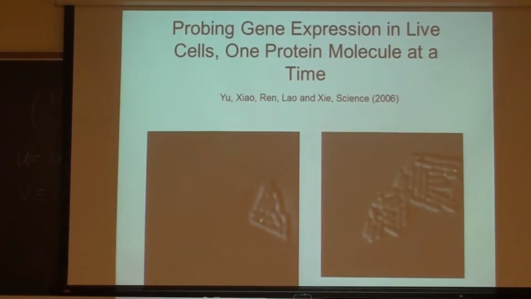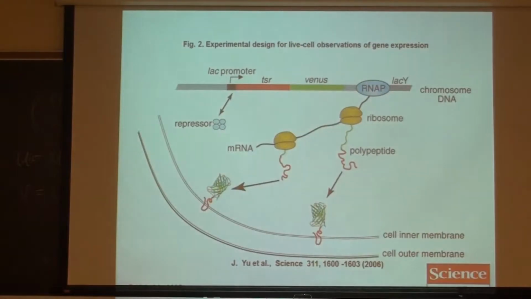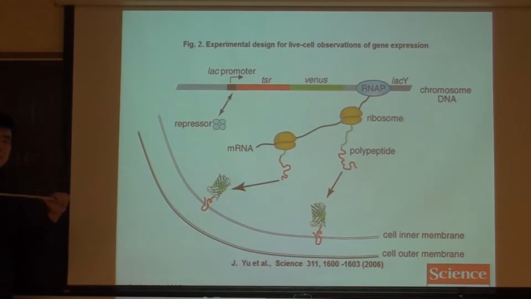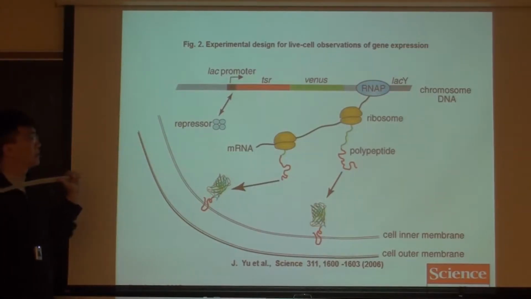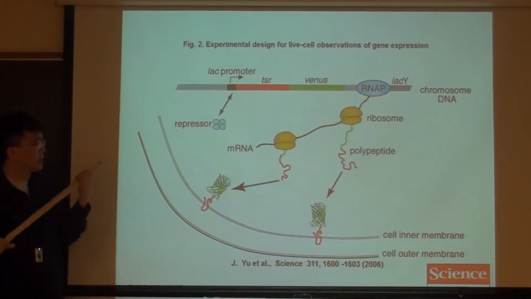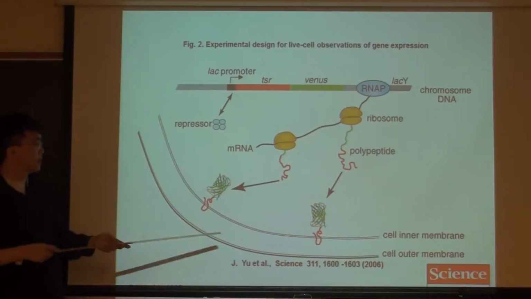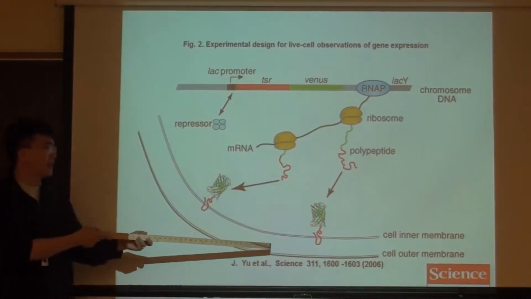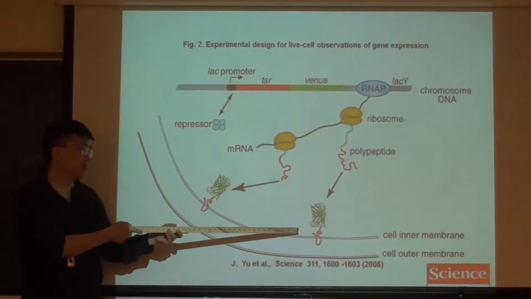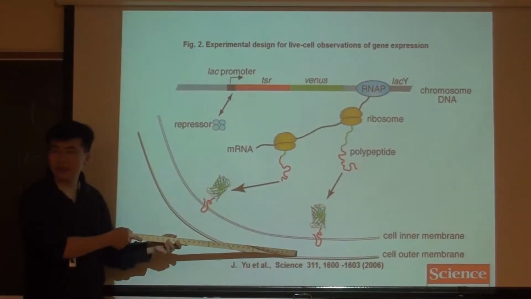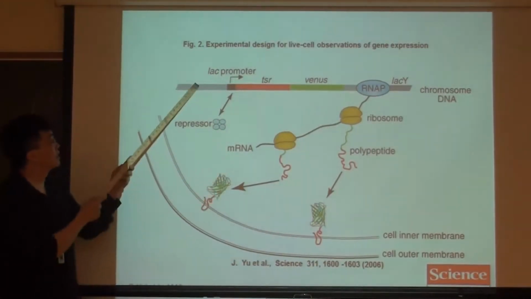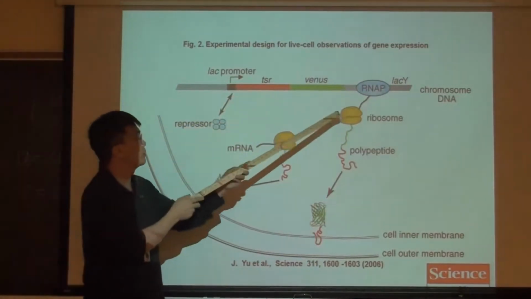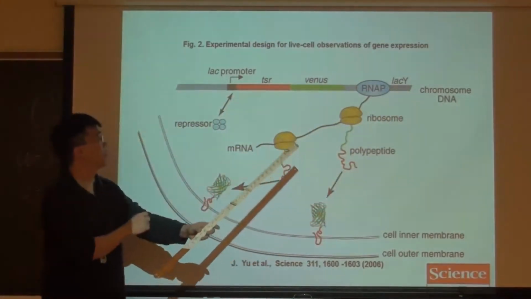Okay, so that's what they claim to have done. They can detect every time a single protein of a certain kind is produced in the cell. Now, how did they do that? So here is the experimental system. So this is the E. coli cell, and E. coli has two membranes, inner membrane and outer membrane. Okay. And there is a DNA they put into the chromosome of the bacterium.